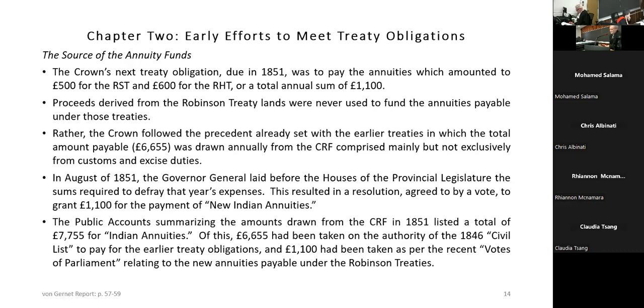So in August of 1851, the Governor General put this question before the House of the provincial legislature and said basically, look, we need this £1,100. We got to pay this by August of 1851 to defray this new expense. And from this time onward, every year in the legislature, year after year after year, there was a vote.